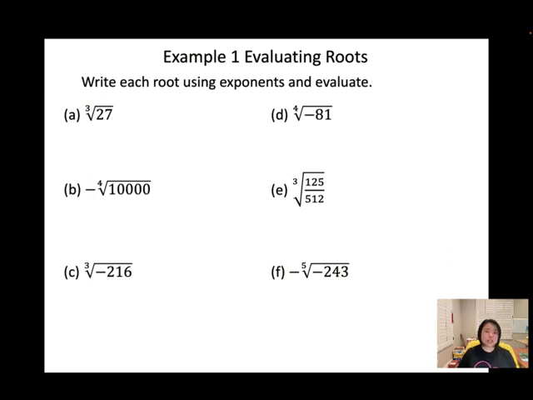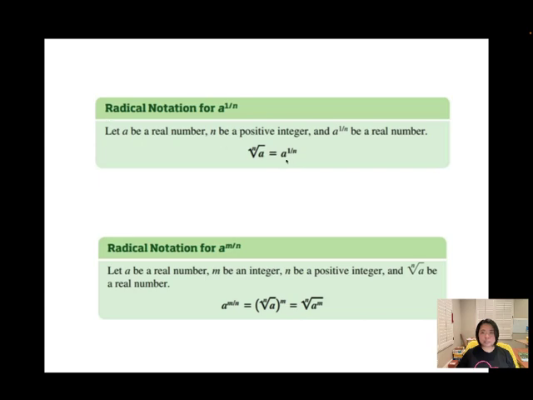Now let's try to do this example together. So we have the cube root of 27. I want you guys to apply this formula: the nth root of a is equal to a to the power of 1 over n.